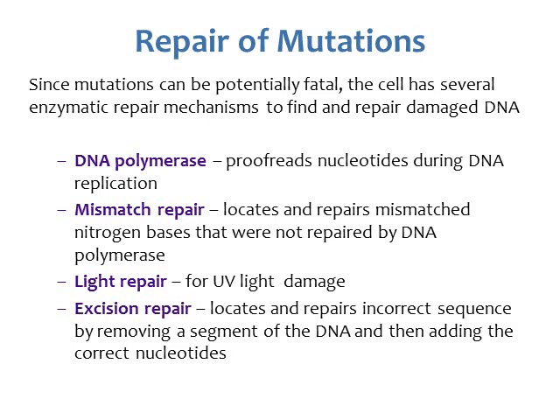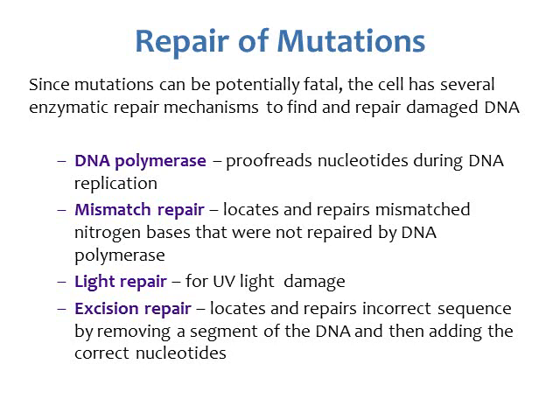So these different mutations can be caused by mutagens, or we can just have spontaneous mutations. Sometimes the cell can actually repair the mutations. Since these mutations can be potentially fatal, not good for the living organism, the cell has several enzymatic repair mechanisms. So they have enzymes that can actually repair the DNA. And these enzymes are constantly proofreading the DNA, so they find and repair damaged DNA. And there's 4 things that cells can do to repair these mutations.